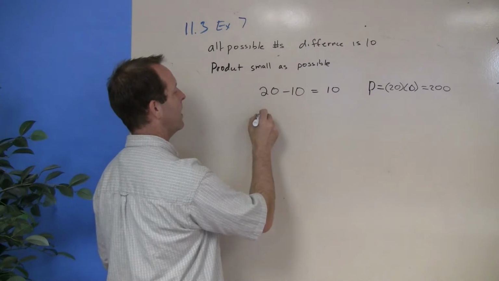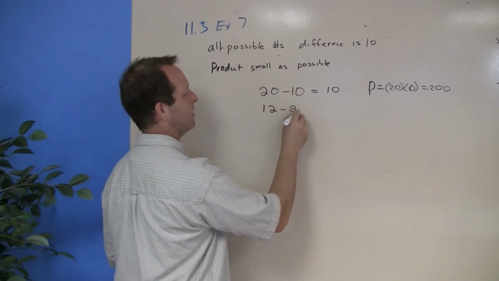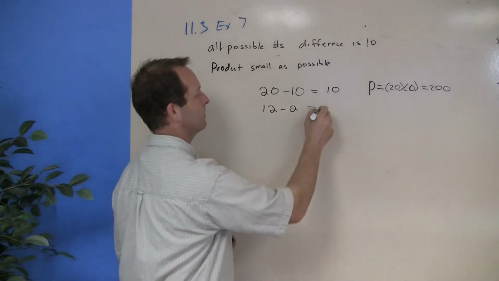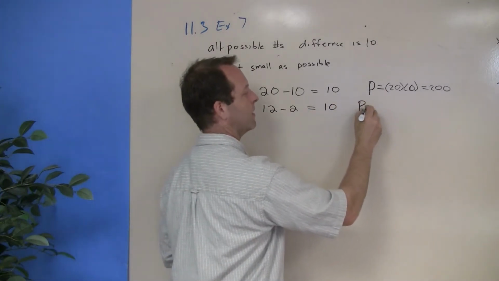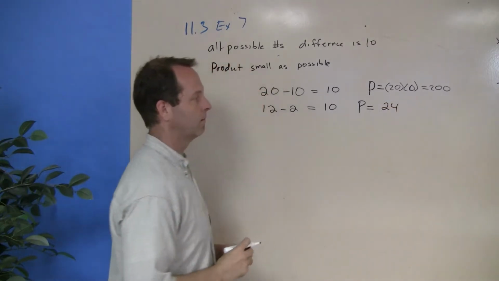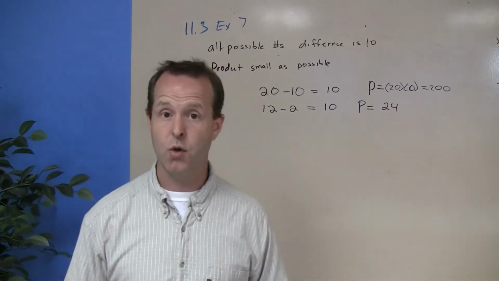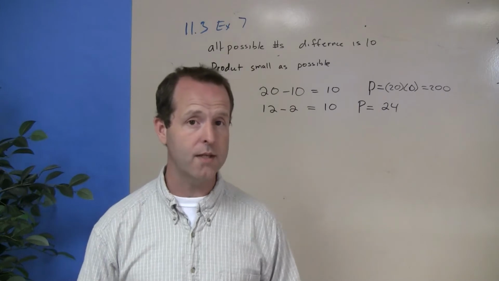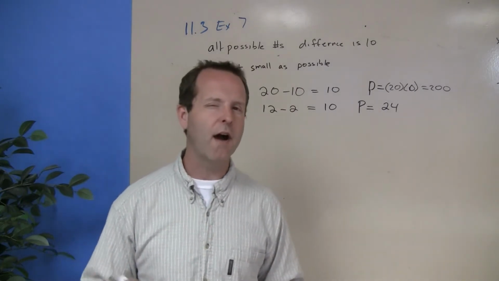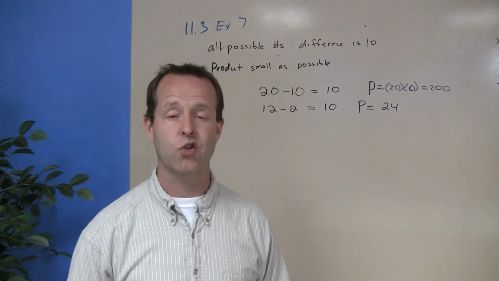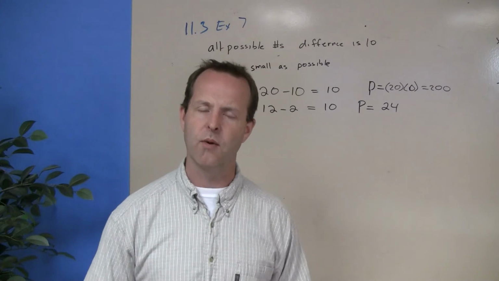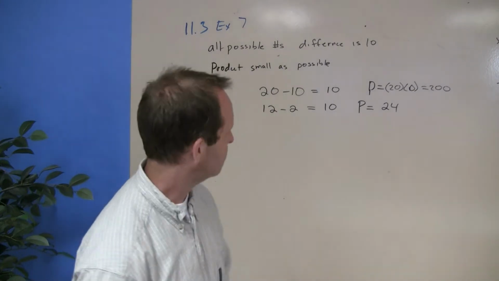Let's try another one, and maybe you're thinking of one yourself. Let's say 12 take away 2. 12 take away 2 equals 10. And its product, 12 times 2, is 24. Okay, it's less than 200, and I wanted to find the lowest number I could find with its product. Well, how do I find out for sure what the number is without trying every single number in the world? And then after that, I'd have to start working with fractions and everything else.